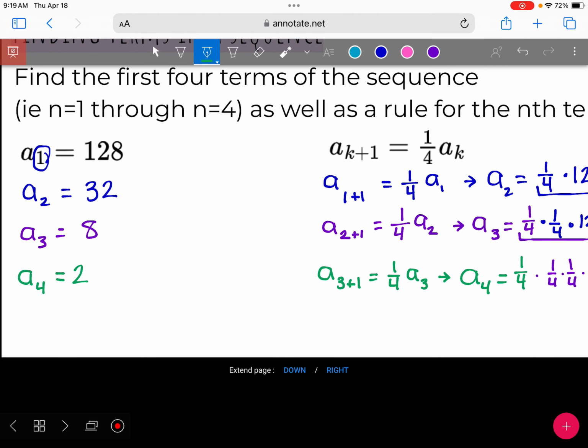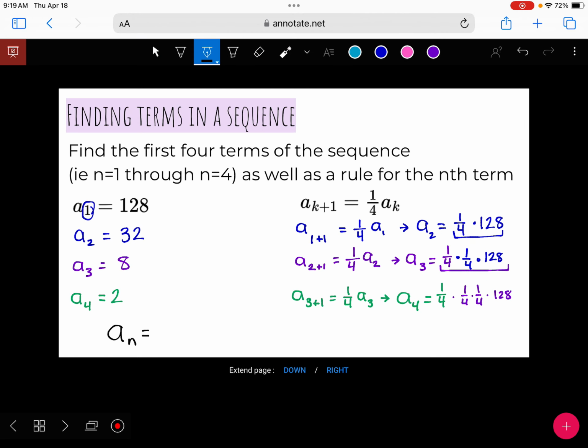How could we write our pattern for a sub n? For any term. Make this not recursive. Look at our patterns here.